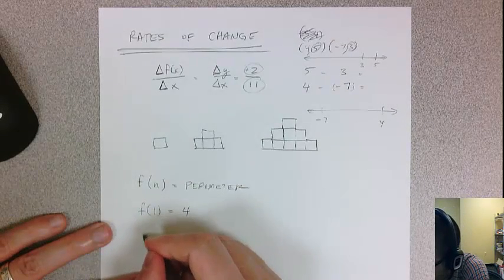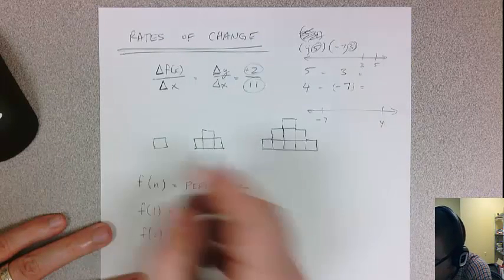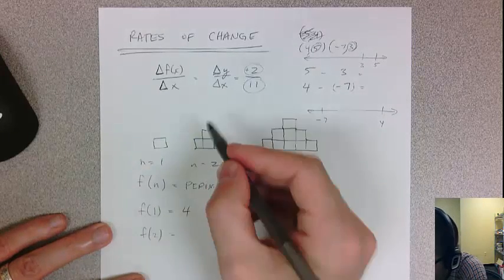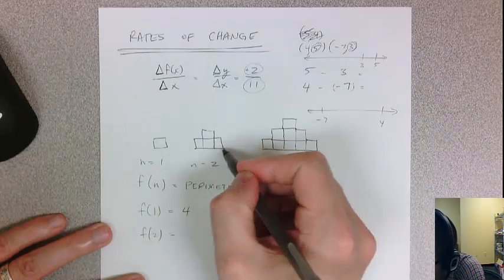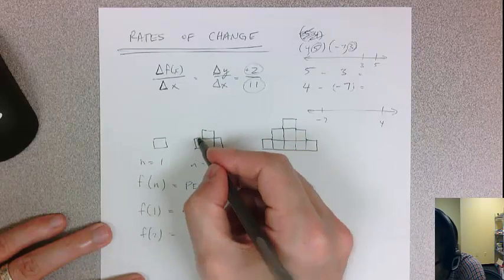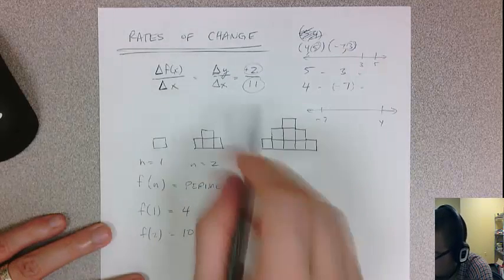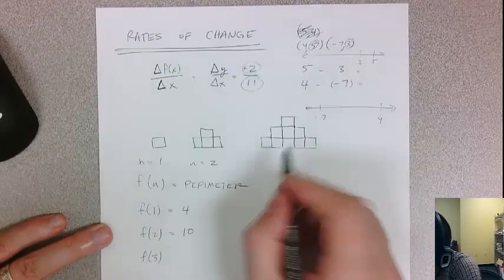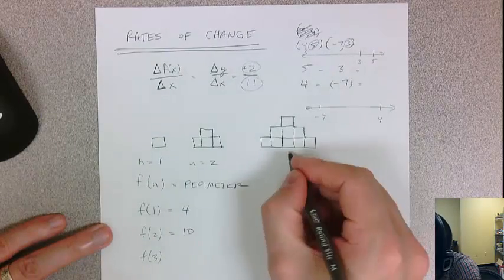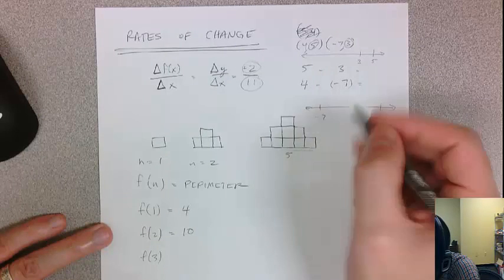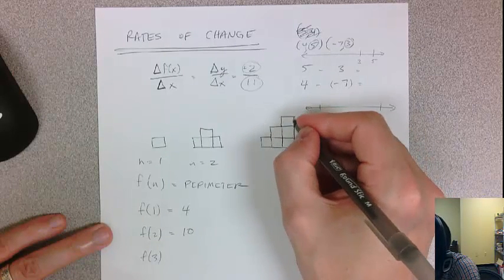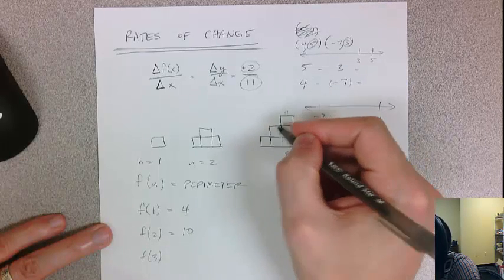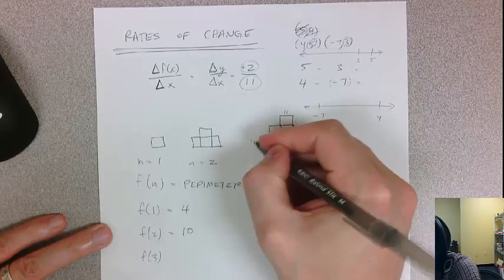And then the function at step 2, so this is n equals 1, n equals 2, would be, let's see, 3, 6, 7, 8, 9, 10. Right, so 10 is the perimeter there. And then the function at step 3, and we have 5, and 6, 7, 8, 9, 10, 11. So I get 11 to there, and then 12, 13, 14, 15, 16. Right, 16.